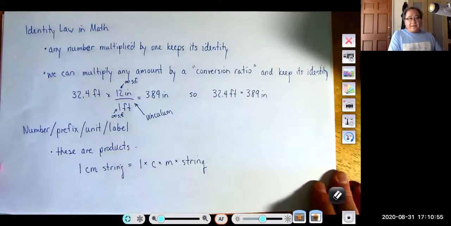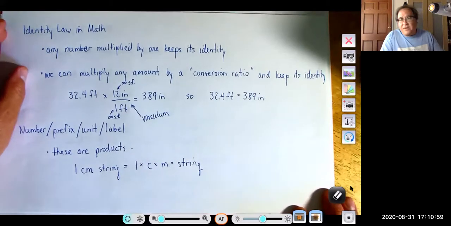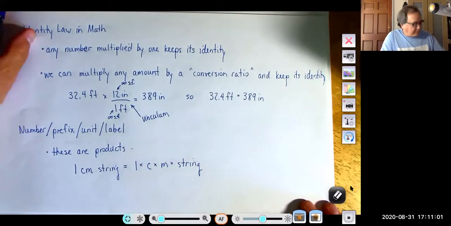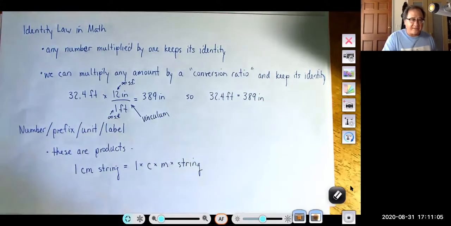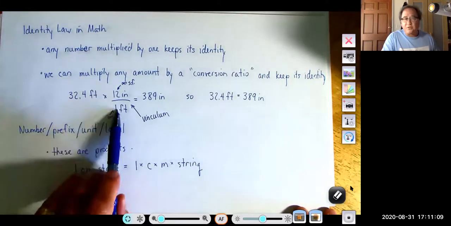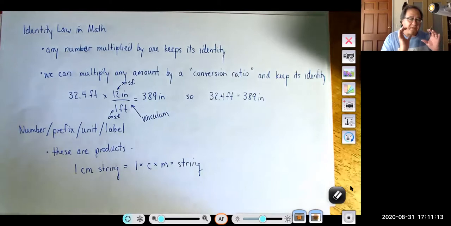So you know about the identity law in math. It basically says that any number multiplied by 1 keeps its identity. Now, here's this applied in a chemical type setting. So the idea here is that this 12 inches is equal to 1 foot. So that technically is equal to 1, since the amount on the top is equal to the amount on the bottom. And since we have the same amount divided by the same amount, that's 1.